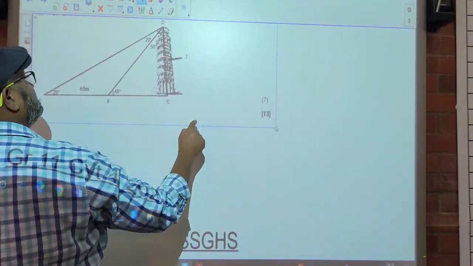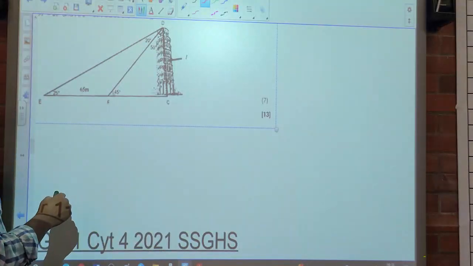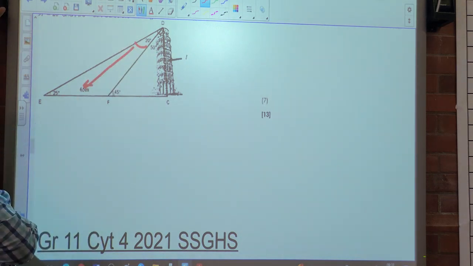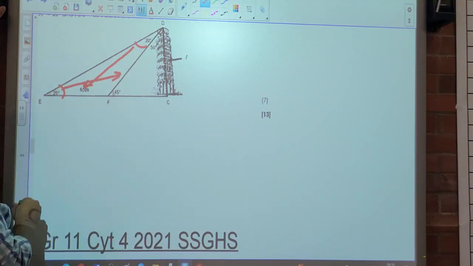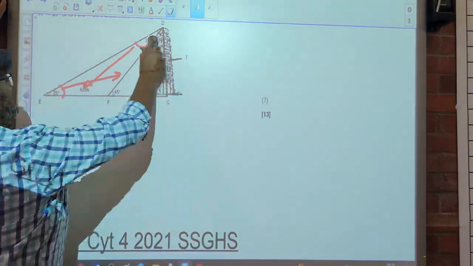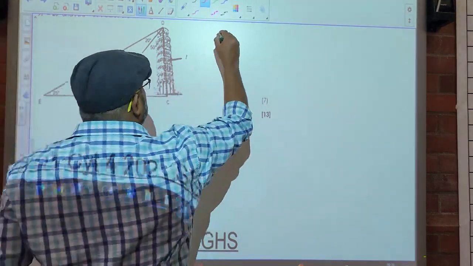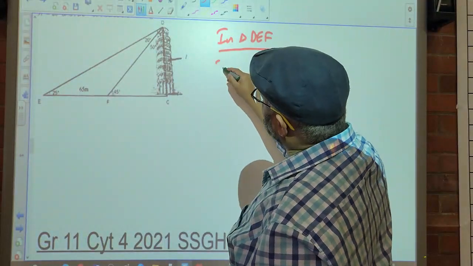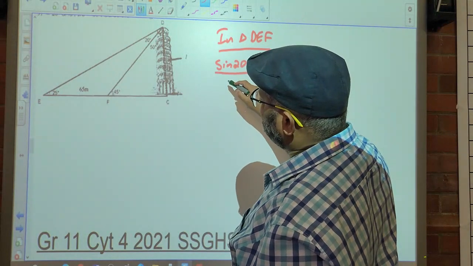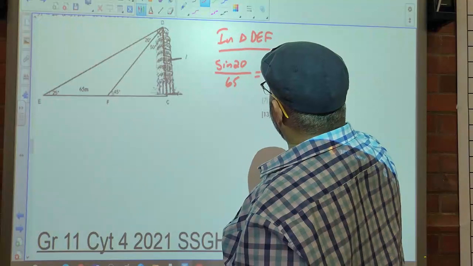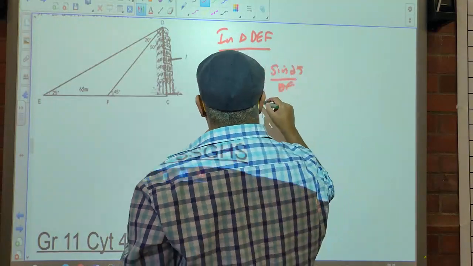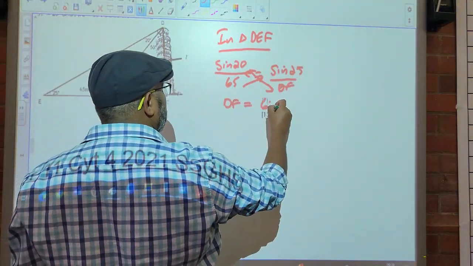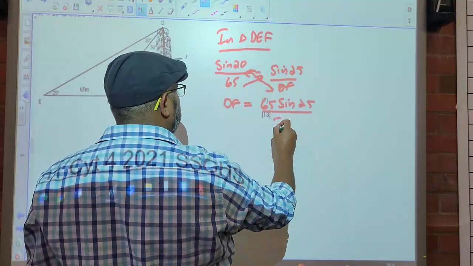So you can say sine of 20 over 65 meters and sine 25 over DF. And that's what I needed. I need to calculate DF. So DEF, what can we say? We can say sine of 20 over 65 is equal to sine of 25 over DF. Then take it up, that down, that up. So DF is equal to 65 sine 25 over sine 20.